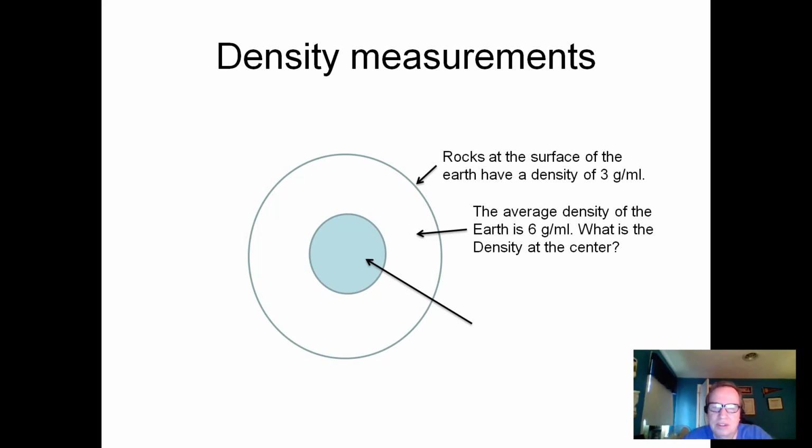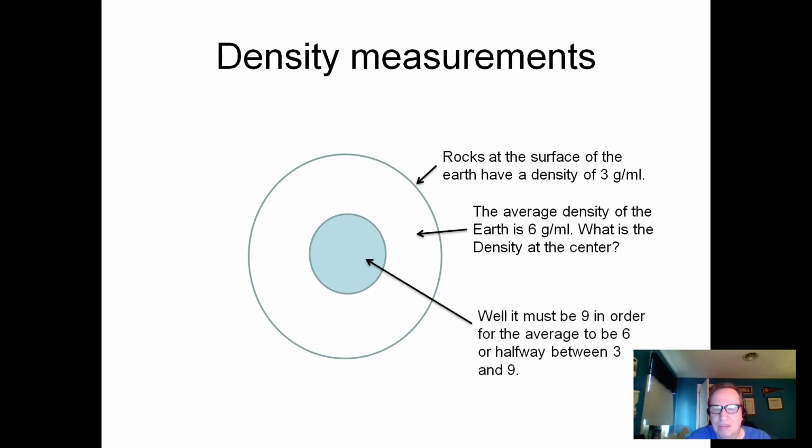So the question is, what do the rocks at the interior of the planet have to be? And think of this sort of like averages on tests. If I told you that half of the class had 50 on a test and the average was 75, what would that tell you about the rest of the class? Well, the rest of the class had to have 100 to balance off the 50, and average is in the middle. And the same way, okay, if we know that the rocks on the surface of the Earth are 3 and the average is 6, the rocks at the center have to be 9 to balance off the densities. So the average is halfway between the 3 and the 6.